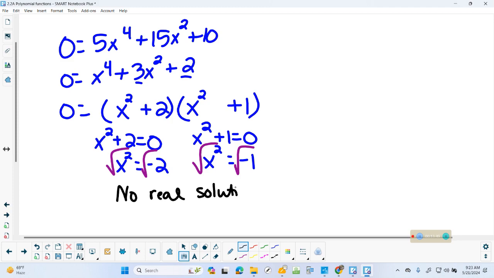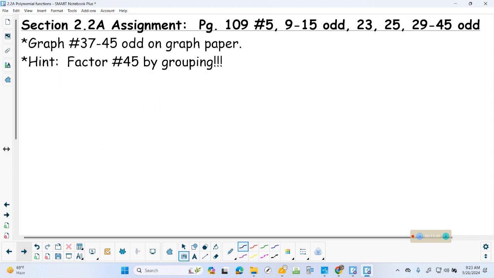So how would that affect the graph? That just means if I were to actually type that in my graphing calculator, it's not going to touch the x-axis, which is okay. Not everything has to touch the x-axis. So we're going to combine the graphs with the zeros and the leading coefficient test, all the things together. We're going to combine them tomorrow.